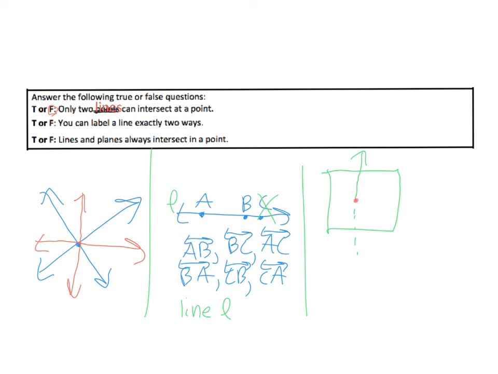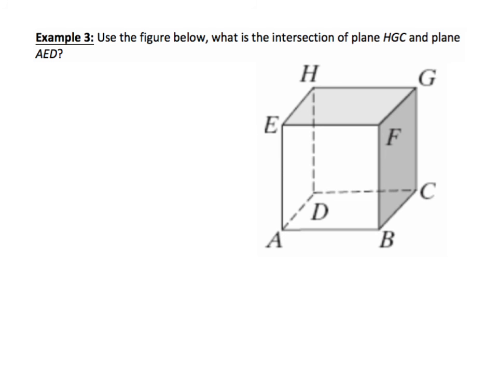But they don't always have to intersect in that way. Sometimes we could have a plane, and we could have the line in the plane, where every point on that line is an intersection. And so the whole line is in the plane. So this one is also false. And we forgot to answer this one, but this one was false as well because we had so many ways to name those lines.